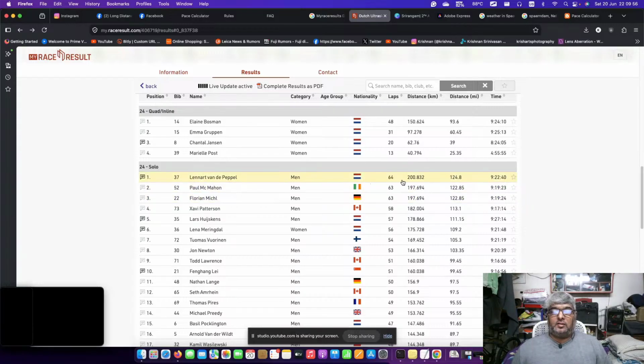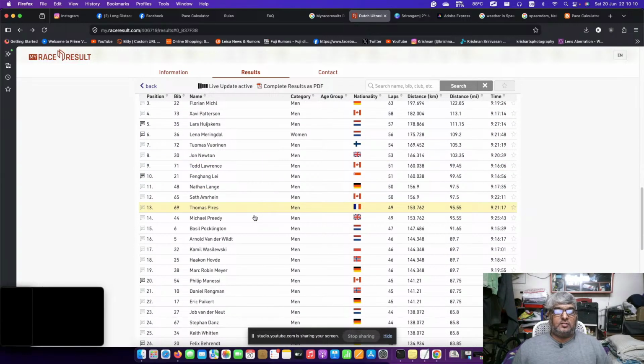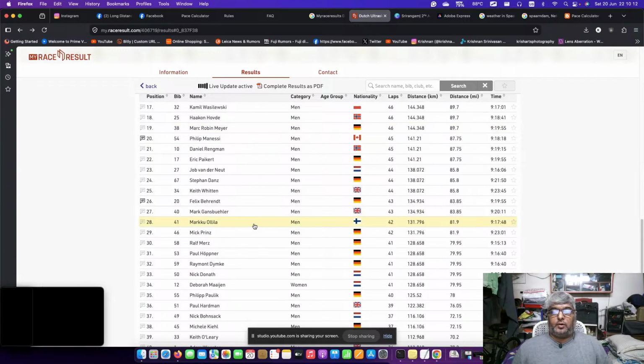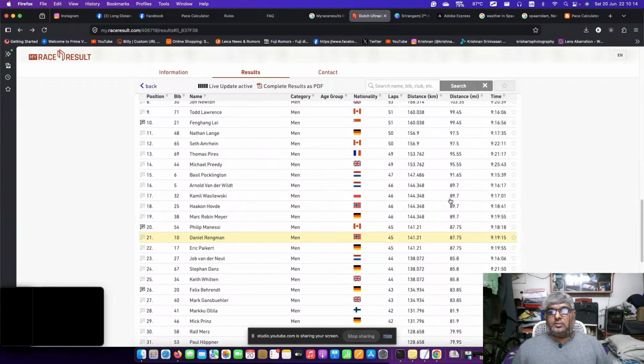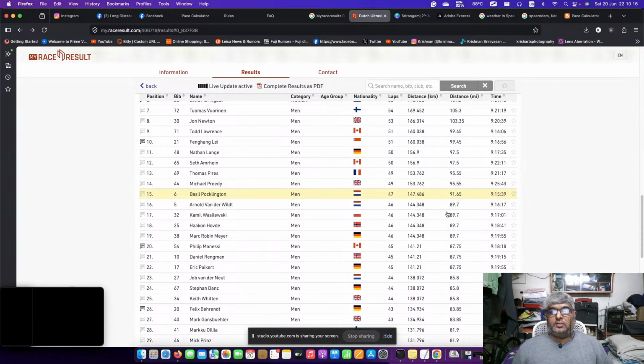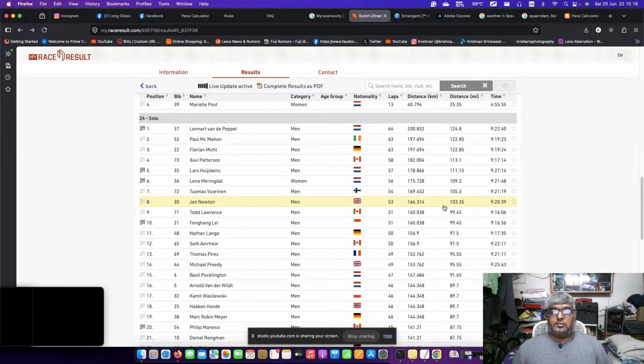Leonard Van der Poel sir is one lap ahead of these two people. So the top three will be shared by these three people only: Leonard Van der Poel sir, Paul McMahon, and Florian Mitchell. Okay. So the rest are all coming in the third position. Congratulations to everybody. So let's see who has done 100 kilometers, or 100 miles. Okay, 100 miles is the least prize that they would be giving.